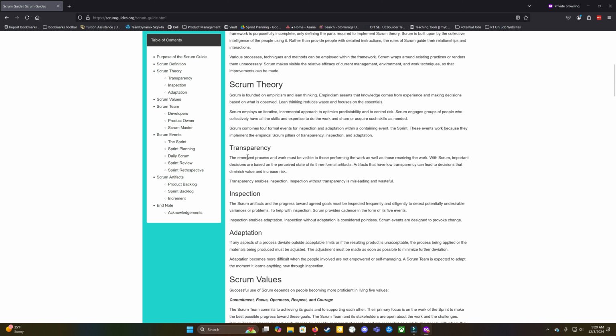So the emergent process and work must be visible to those performing the work as well as those receiving the work. Yes. So you have to have transparency within the Scrum team as well as outside of it. So with your stakeholders, with your leadership. I mentioned in the previous video that this is one of the primary methods of controlling risk to me, because risk in project management, at least a portion of it, is the risk of not meeting stakeholder expectations.